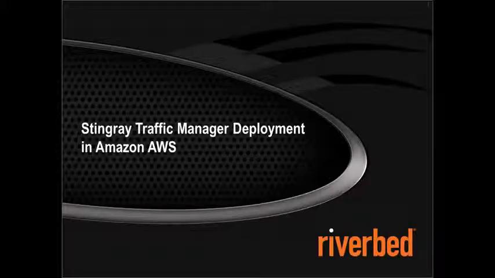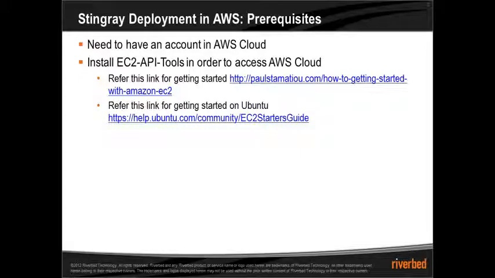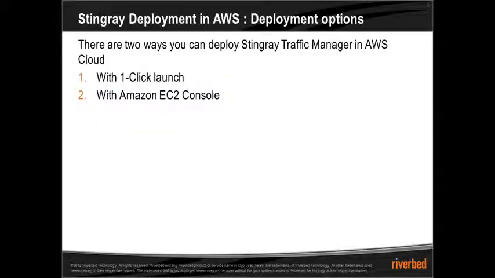Welcome to the demo of Stingray Traffic Manager deployment in Amazon AWS Cloud. So let's start with the prerequisites for deploying Stingray in Amazon AWS Cloud. First thing is you need to have an account in AWS Cloud, and second is you need to install EC2 API tools in order to access AWS Cloud. There are two deployment options for deploying Stingray in AWS Cloud, one with one-click launch and second with EC2 console.